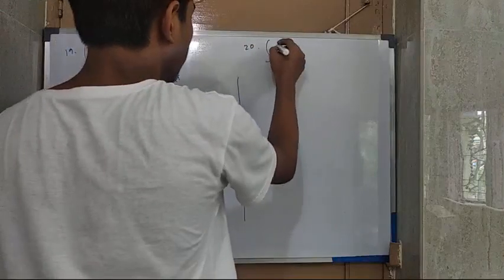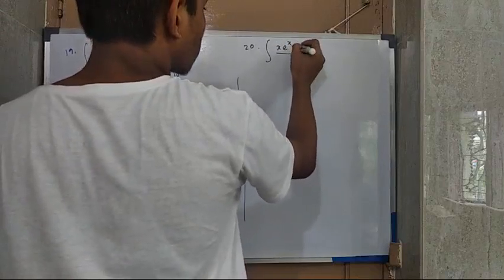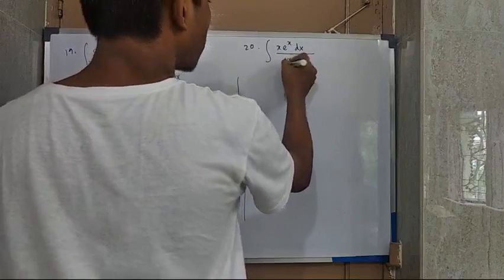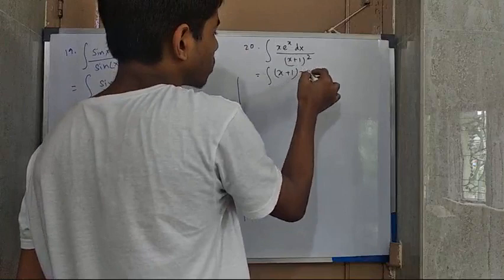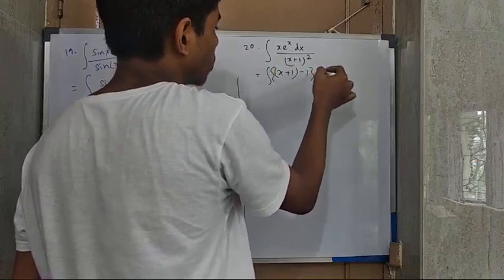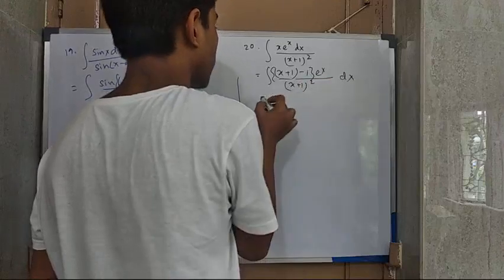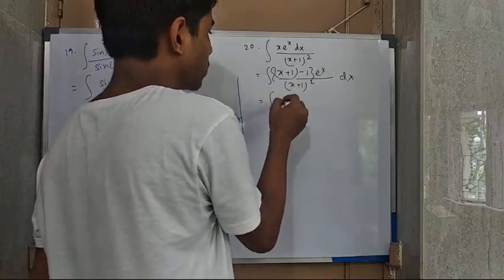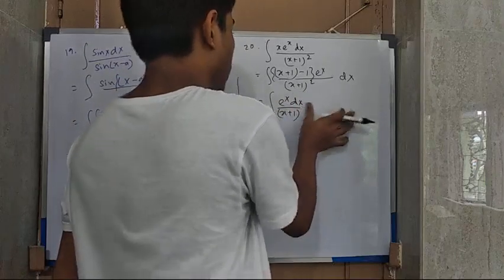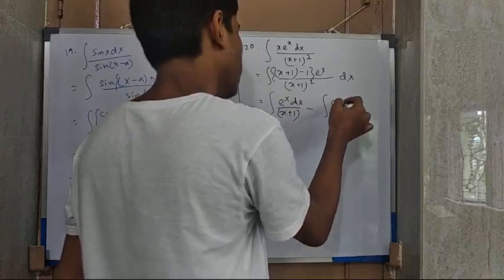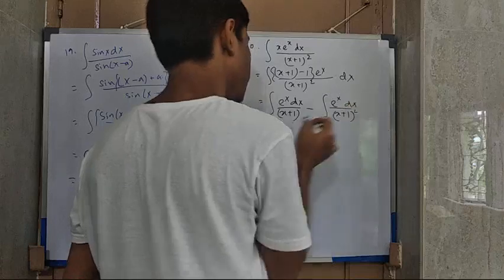The 20th question is the integral of x times e to the power x dx divided by (x plus 1) whole squared. So you can write x as (x plus 1 minus 1) times e to the power x divided by (x plus 1) whole squared dx. Now split them up, which gives you the integral of e to the power x by (x plus 1) dx, minus the integral of e to the power x by (x plus 1) whole squared dx.